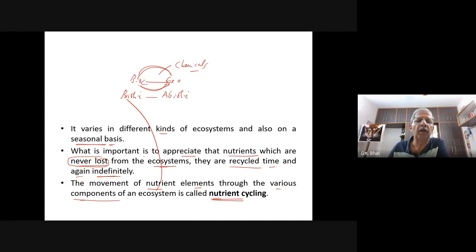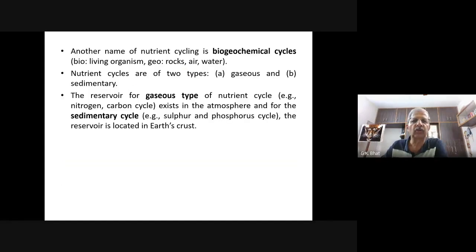Bio refers to plants and animals. Geo refers to your soil, water, atmosphere. So another name for nutrient cycle is biogeochemical cycle. Bio, living organism. Geo refers to rock, air, water. So nutrients cycle between the living organisms and the non-living components of the ecosystem, namely rocks, air, and water.